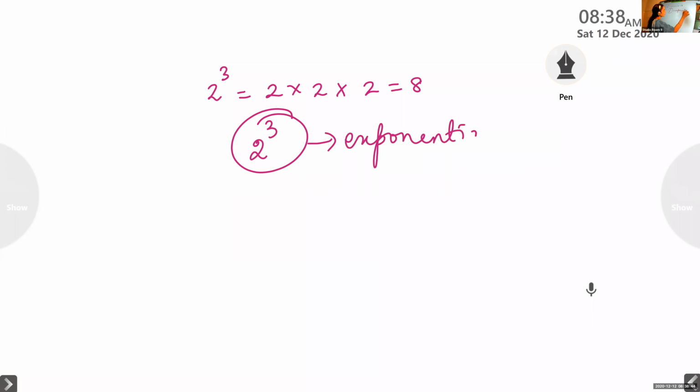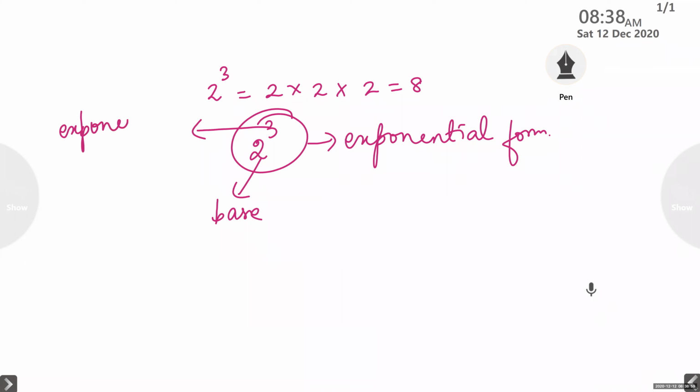Exponential form means some base is there. What is the base here? Here the base is 2. And the 3, we call it the exponent or index. Exponent, or in other words, index. Or sometimes we say this is power.